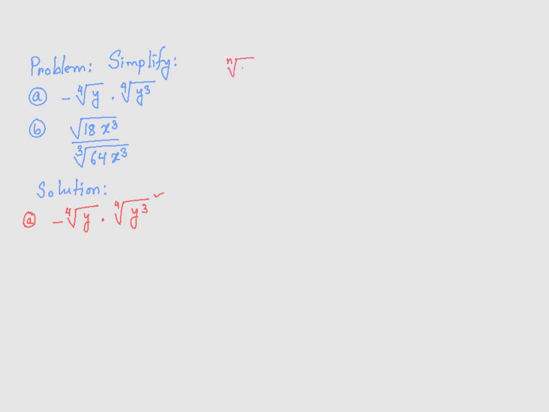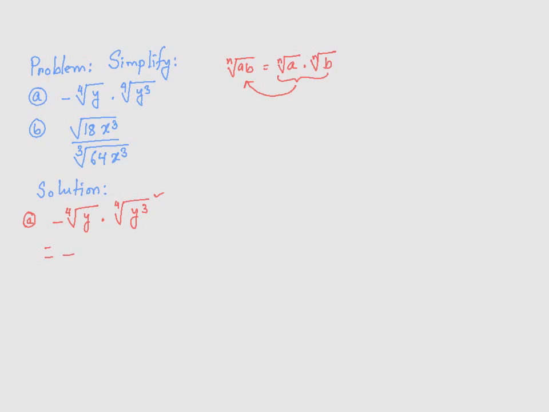Nth root of AB is equal to nth root of A times nth root of B. I have this, so I'm going to combine these two into a single term. So if I did that, I get the following.